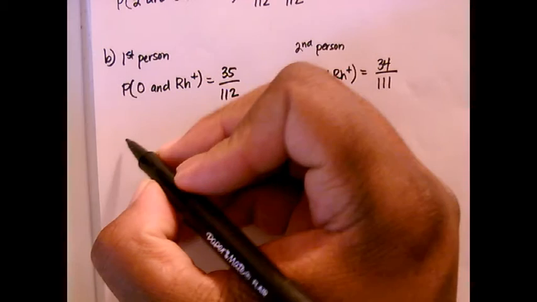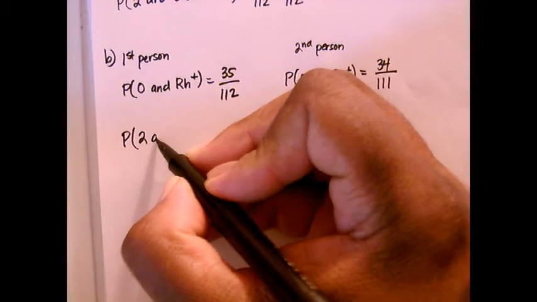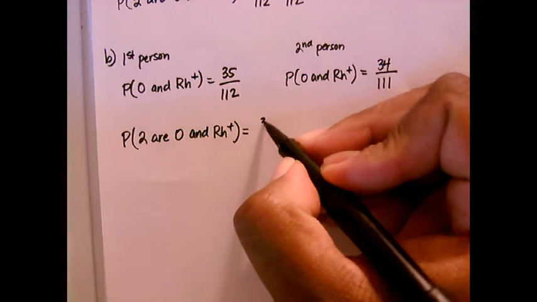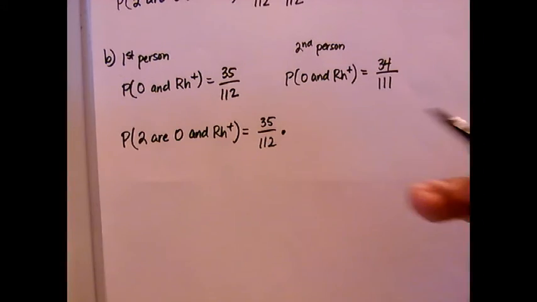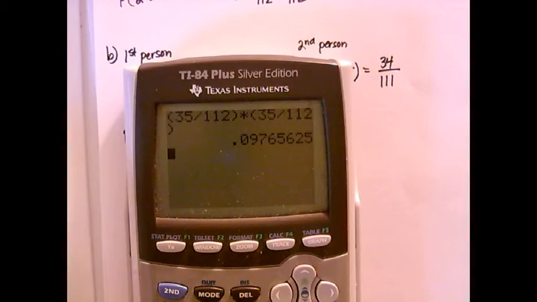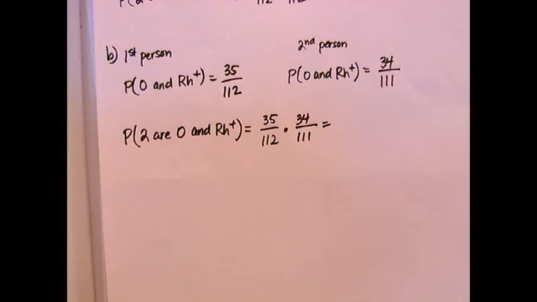Okay, so now the probability of selecting two people that are of group O and type Rh plus, we're going to multiply 35 over 112 times 34 over 111. Okay, using my calculator here, this will be 35 divided by 112. Notice I'm putting the 35 over 112 in parentheses times left parentheses, this time 34 divided by 111, close parentheses. And if you hit enter, you'll get 0.0957, rounded to four decimal places.